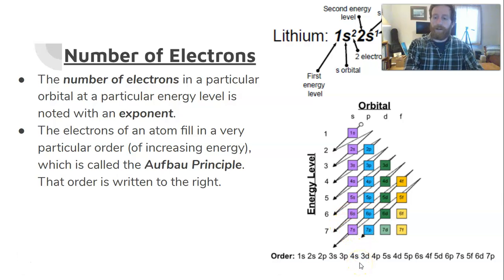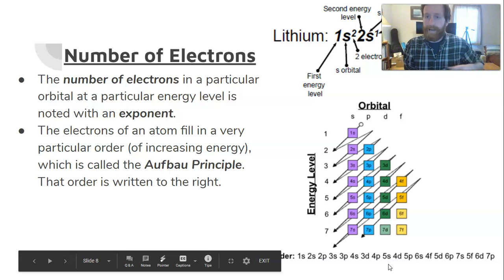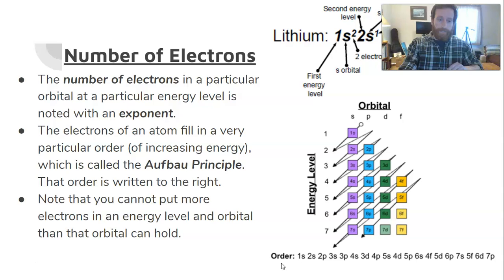I would read this by following the zigzag arrow through. For the sake of this class, we're not going to get into really complex atoms at the bottom of the periodic table. So I would imagine we'll at most deal with electron configurations going up to 4p. So really you only need the first part of this. And note, this is super important, you cannot put more electrons in an energy level and orbital than that orbital can hold. And that's where we reference back to that previous table. S can only hold 2, P can only hold 6, D can only hold 10, F can only hold 14.